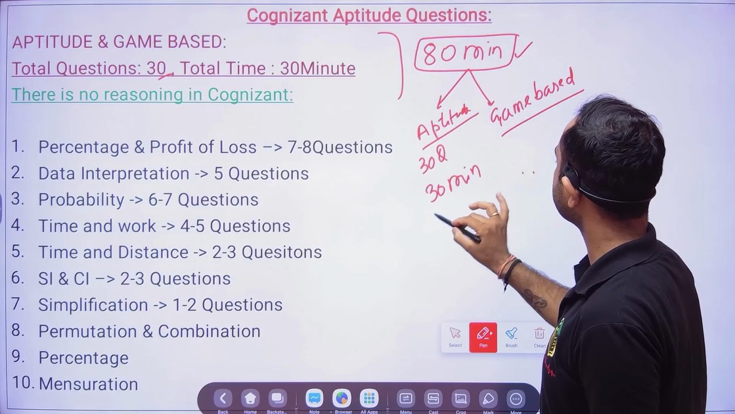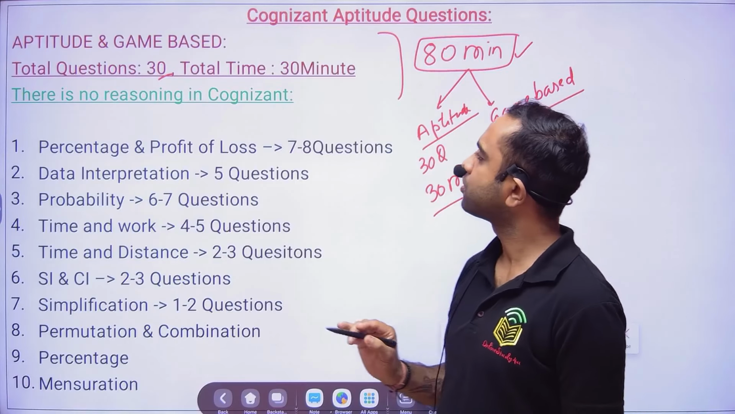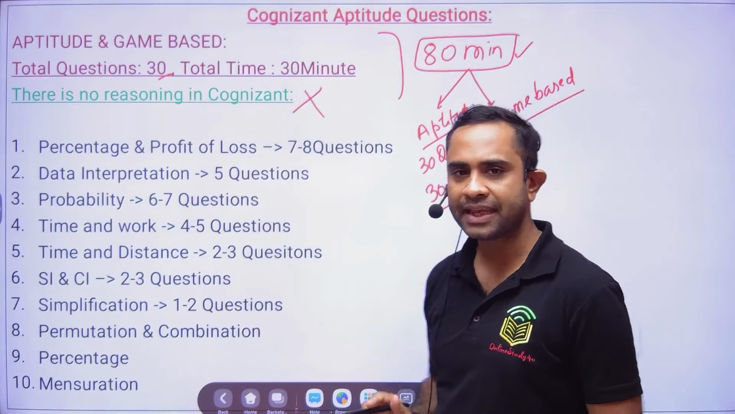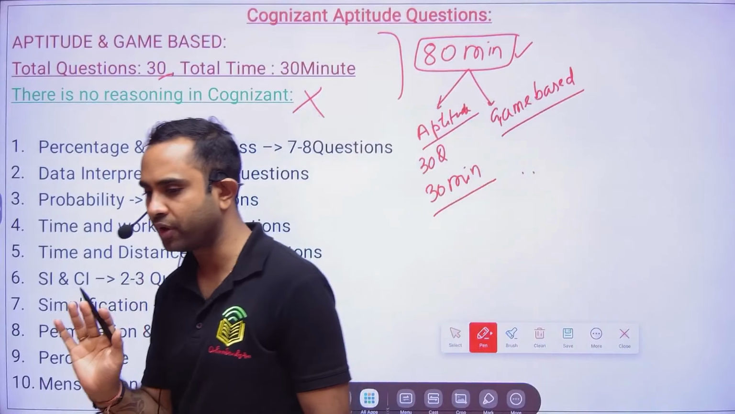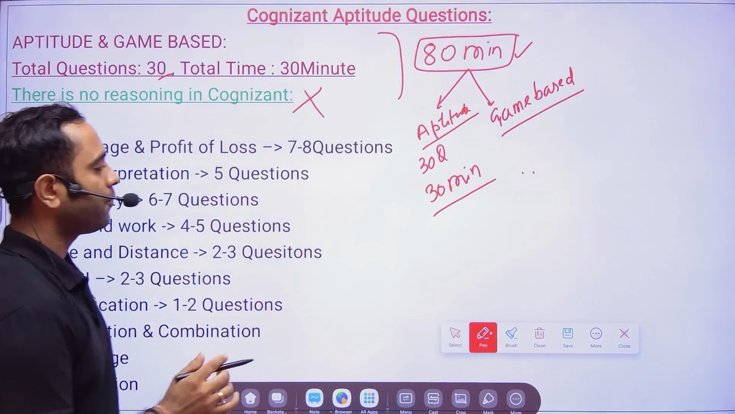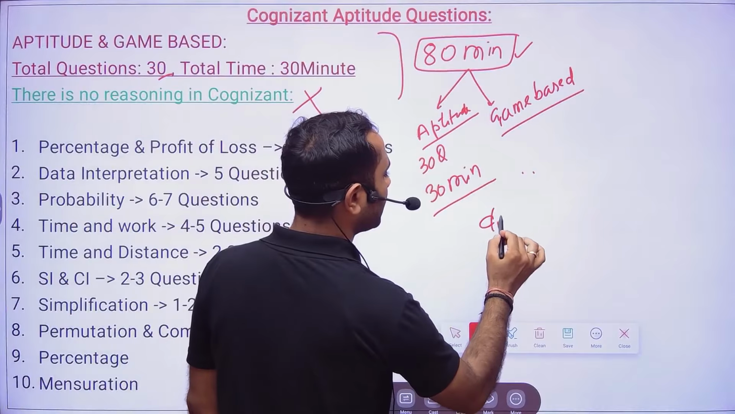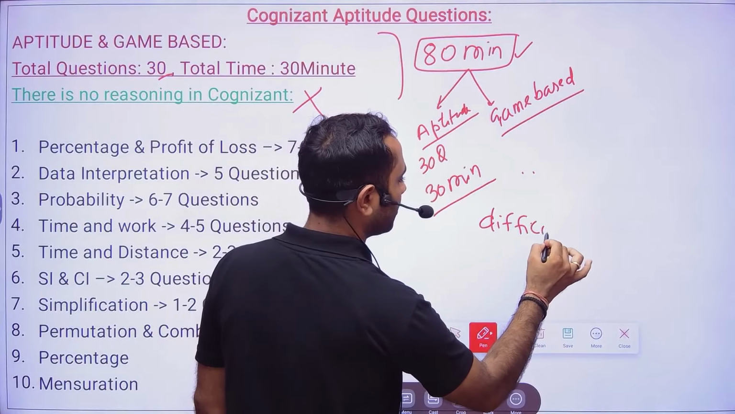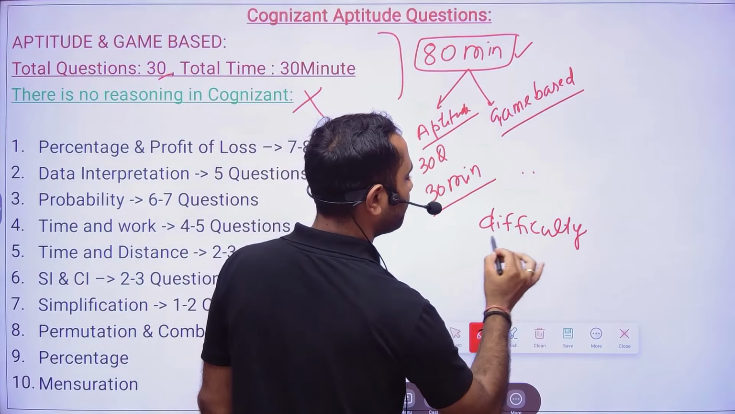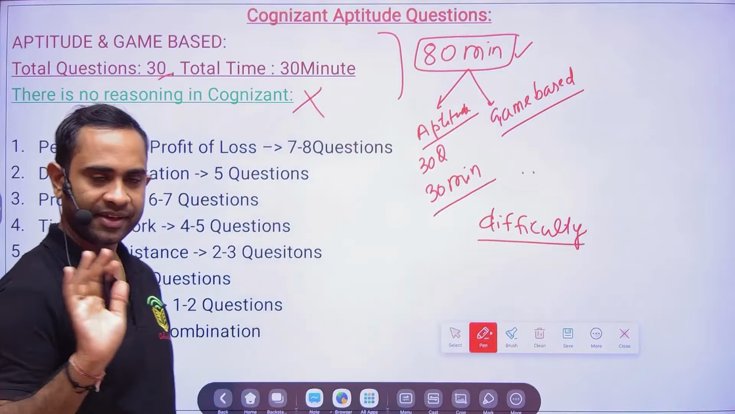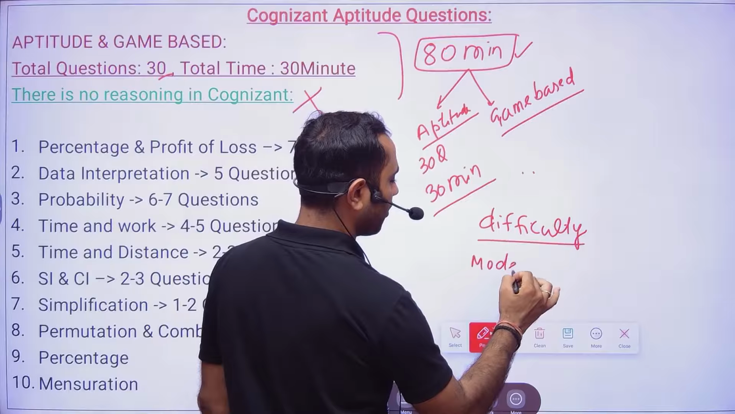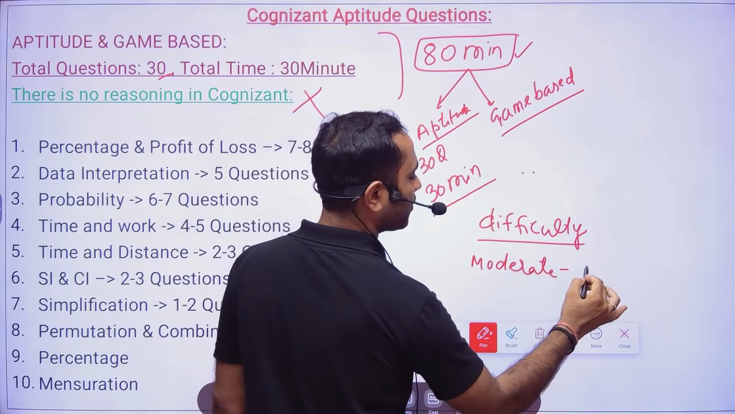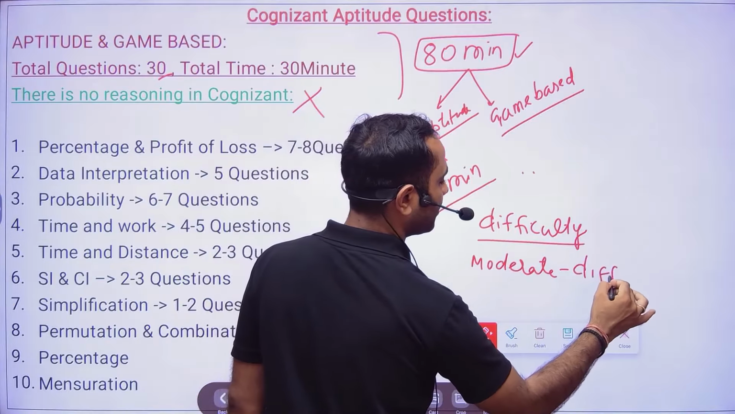Many students were asking, sir, what about reasoning? There is no reasoning in the Cognizant exam. Please be very clear that there is no reasoning in the exam. Now if we talk about the difficulty level in the Cognizant exam, it will be moderate to difficult. It will not be easy. Only a few questions will be easy, otherwise it is difficult to moderate.